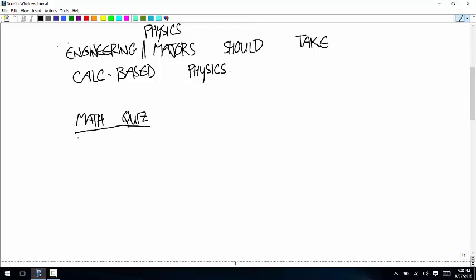Okay, so the first question, first problem. Plot the function y equals x squared.